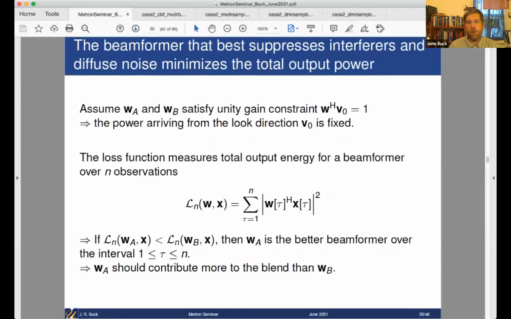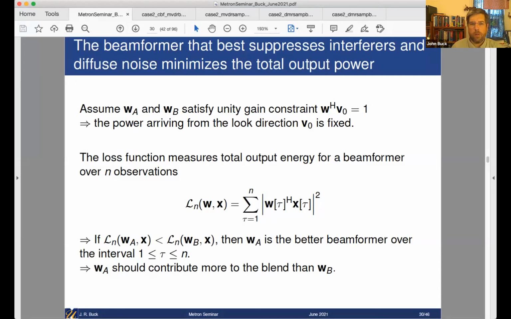And Capon had the answer all along, which is that the beamformers are trying to suppress all the background power and interferers. Whoever has the least output power is doing the best job if they all have the same unity gain constraint. To dig into that a little more, assume I have two weight vectors, A and B, that have the same unity gain constraints. They both have a gain of 1 in the same direction. So whatever power is coming from that direction, say in my earlier analogy, Christine is saying is a fixed gain, a fixed power, all the beamformers are going to have that much power. What they're competing on is their different approaches to nulling out all the other interferers in the background or suppressing the diffuse background noise.